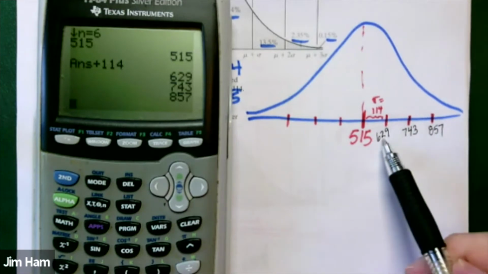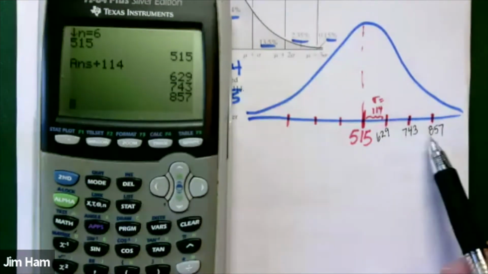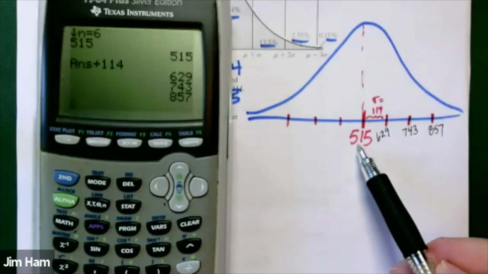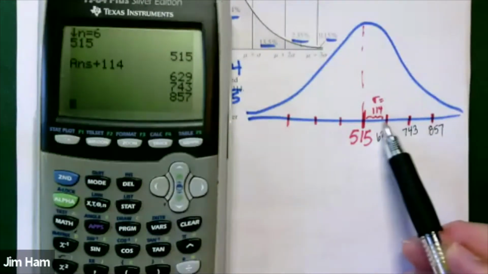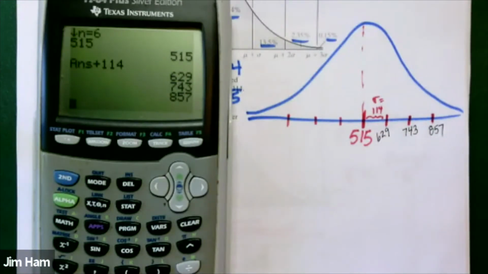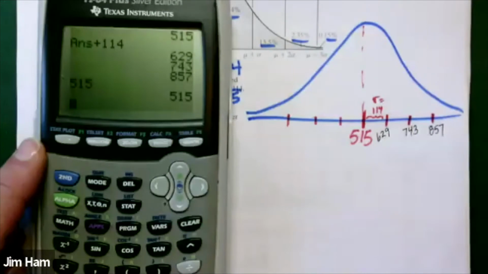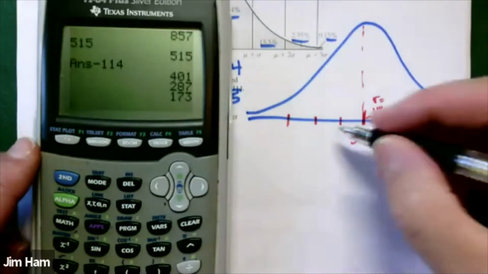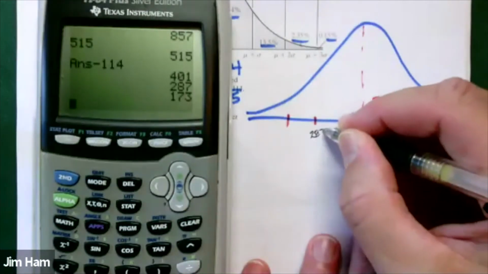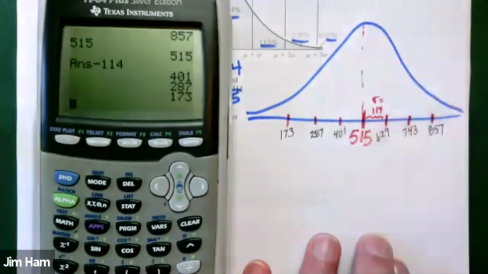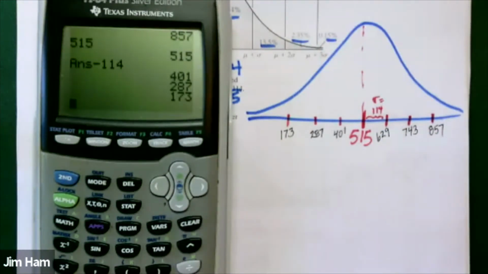So we're not going to write 516, 517, 518. We're not going to write 515, 525, 535. Our scale marking is going to be the standard deviation, and that's going to change in every problem. Going the other way, now we want to subtract the 114. You're going to have 401 and 287 and 173. So a new scale marking on this guy.